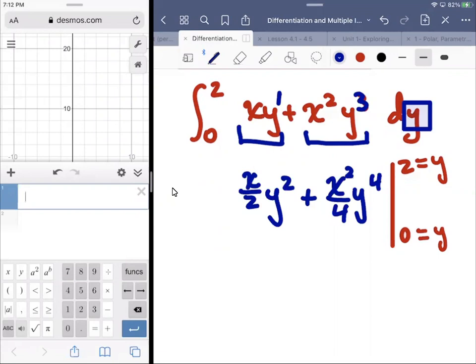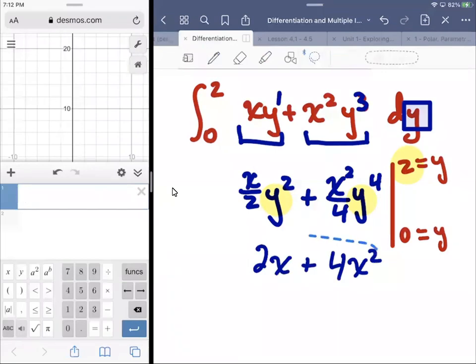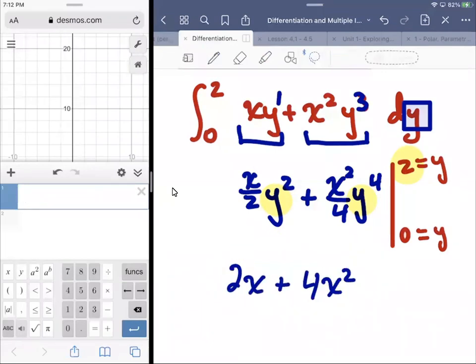So you plug in the 2 for y in both cases. 2 squared is 4, half of which is 2. So we're talking about 2x. And then 2 to the fourth is 16, divided by 4 is equal to 4. So plus 4x squared. All right, not finished yet, but all the hard work is over.